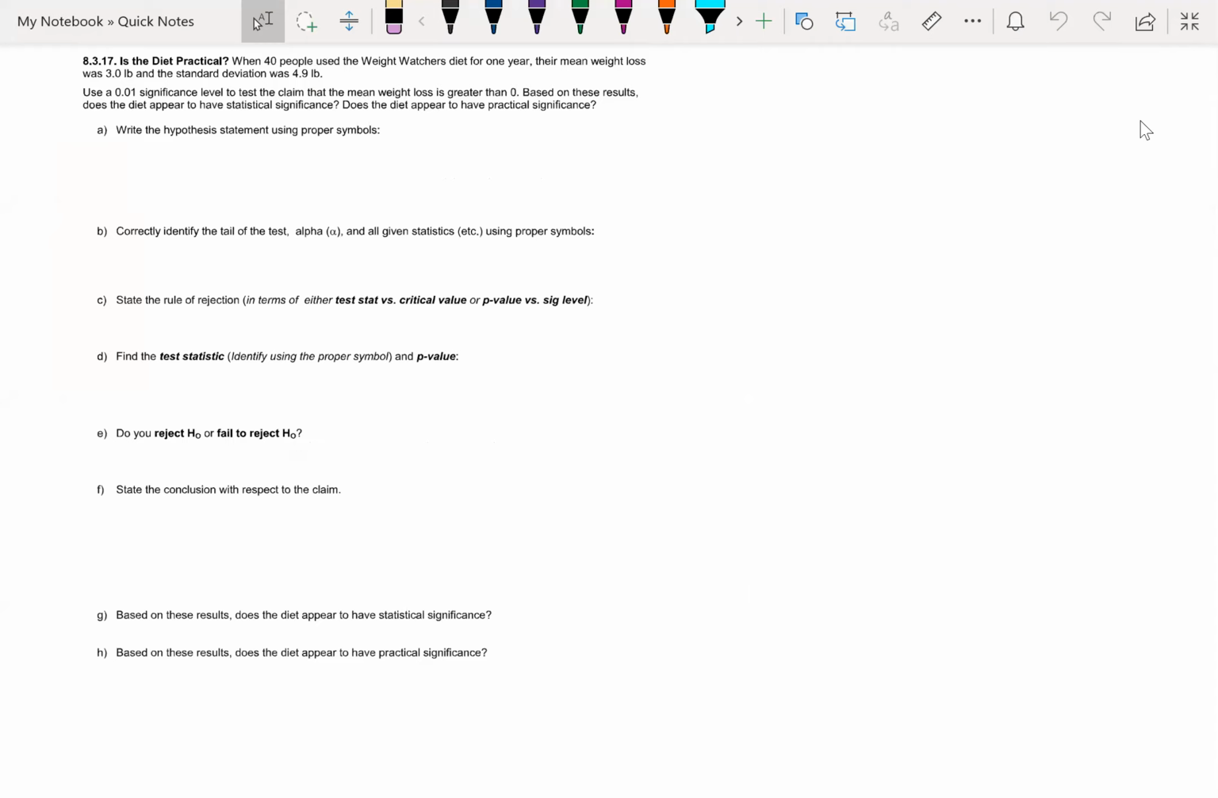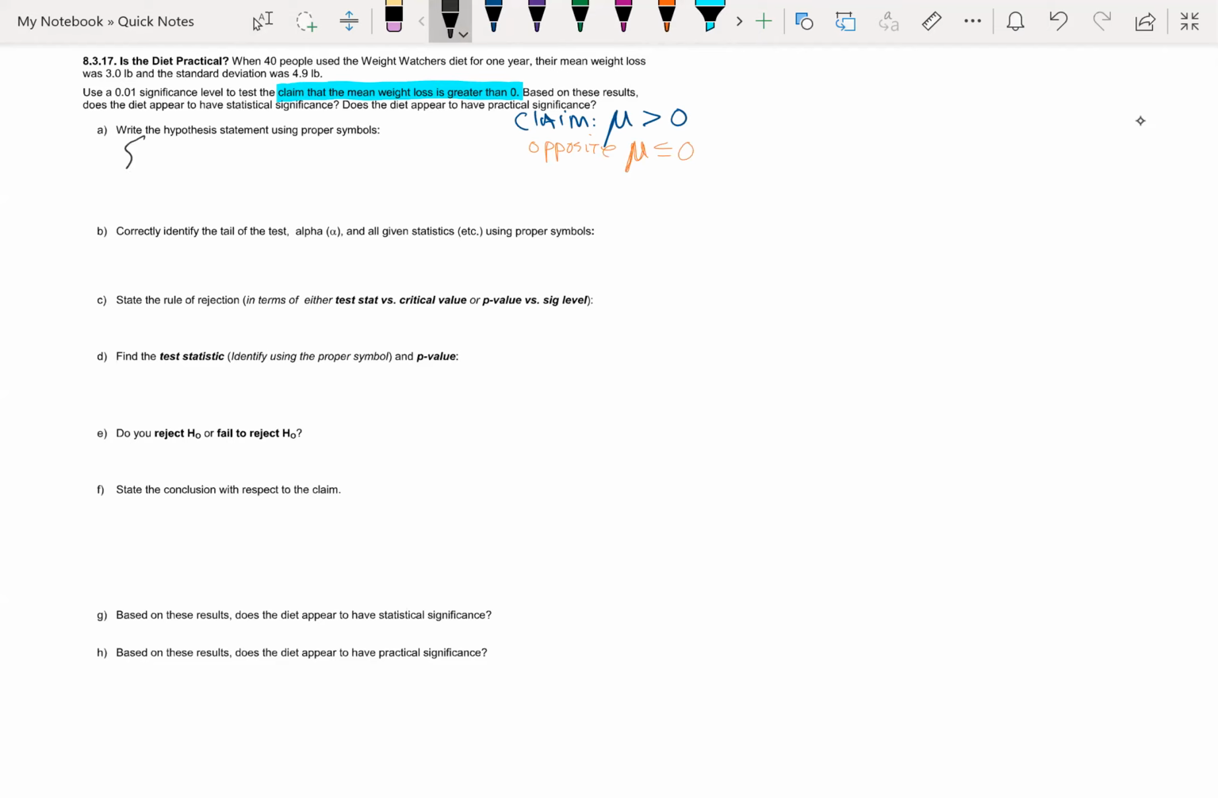Based on these results, does the diet appear to have statistical significance, and does the diet appear to have practical significance? Well, the first thing that we want to focus on is the claim. And our claim is that the mean weight loss is greater than 0. And the opposite or negation of that is that the mean would then be less than or equal to 0.